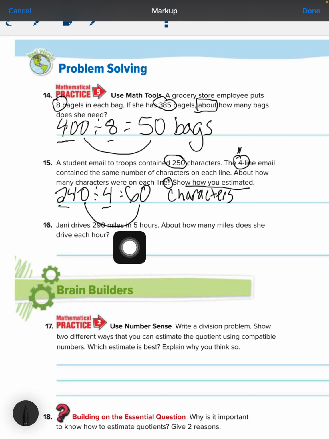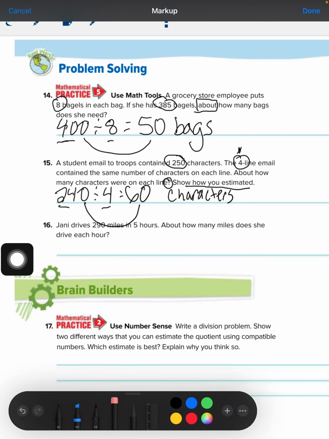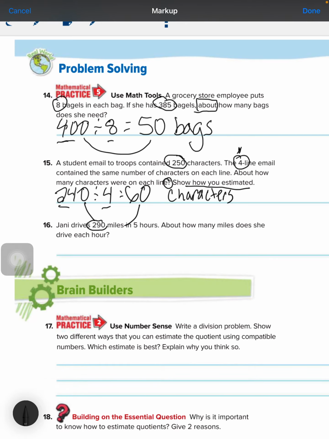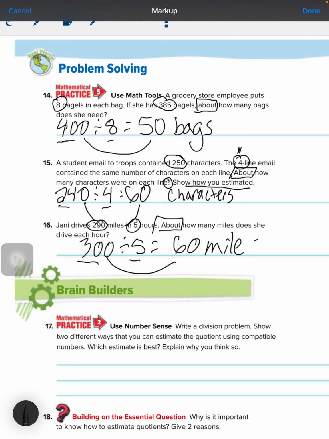Jenny drives 290 miles in 5 hours. About how many miles does she drive each hour? Kind of erased. Need to erase that so I can see my answer. My problem. 290 in 5 hours. We're doing about. So that's about what we need to do. I forgot to cross that one up too. So 290 does not play well with 5. Let's round it up to 300. 30 plays really nice with 5. 30 divided by 5 is 6. Bring the 0 over. It's going to be 60 miles in each hour.